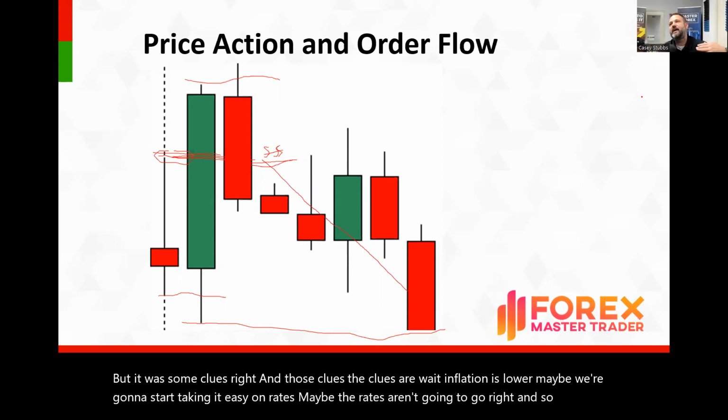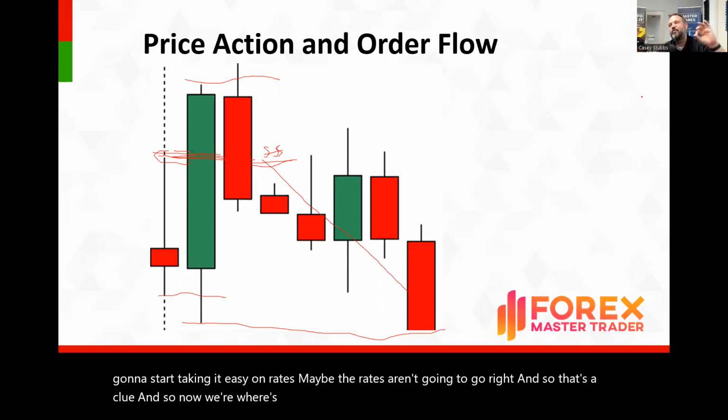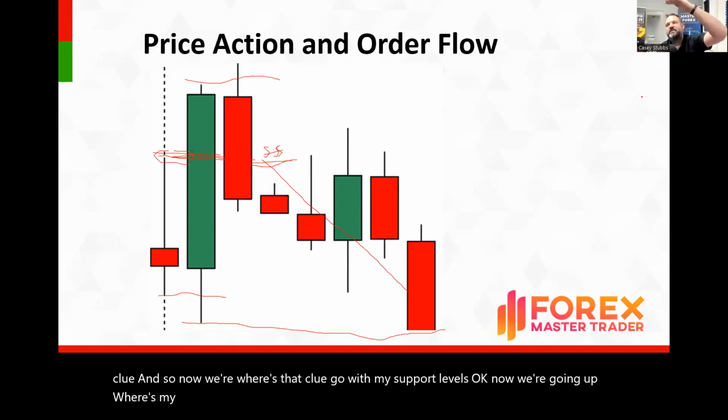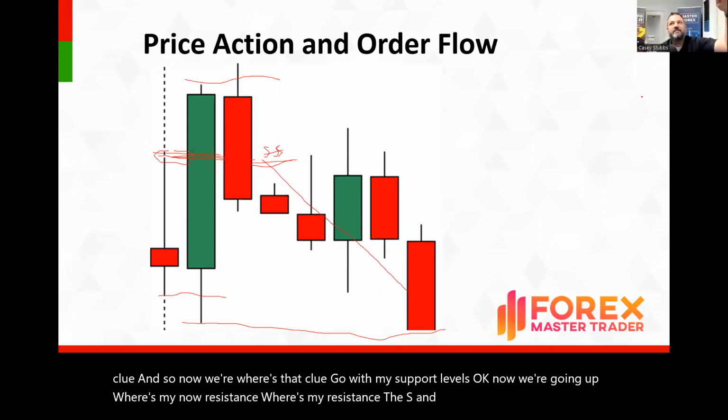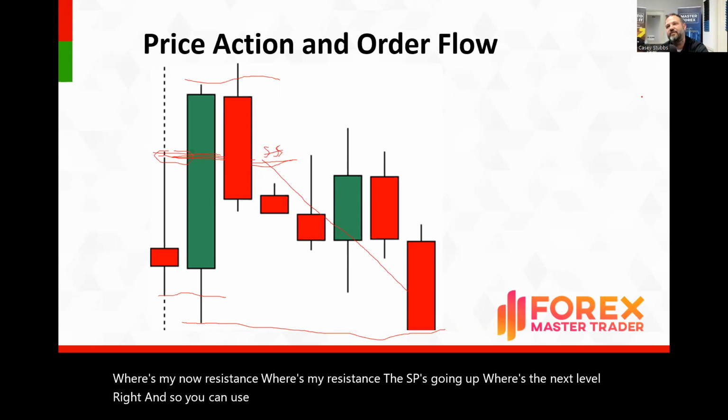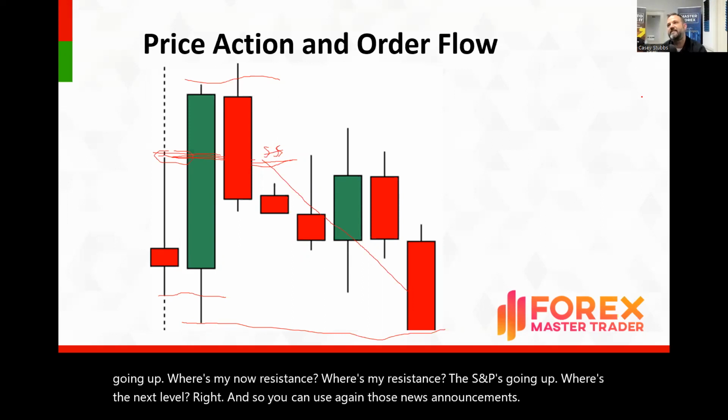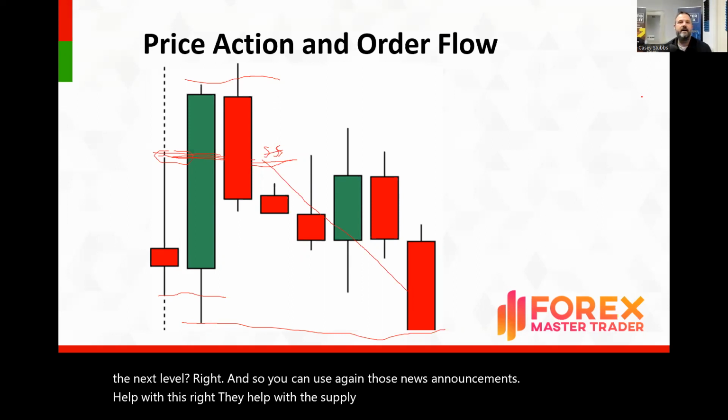And so now we're like, okay, where's that clue go with my support levels? Okay, now we're going up. Where's my now resistance? The S&P's going up. Where's the next level? Right. And so you can use, again, those news announcements to help with this, right? They help with the supply and demand.